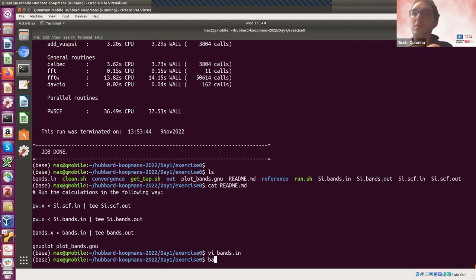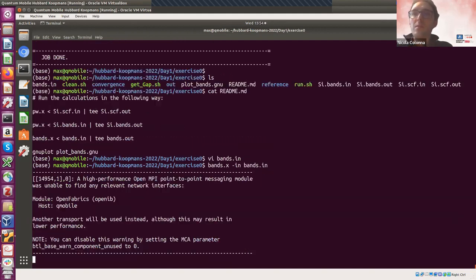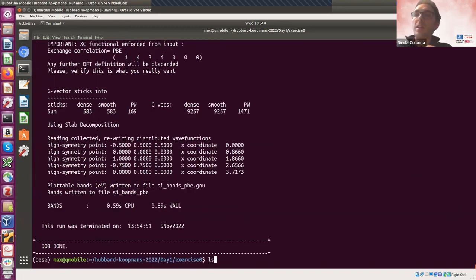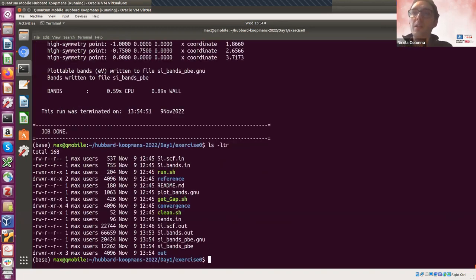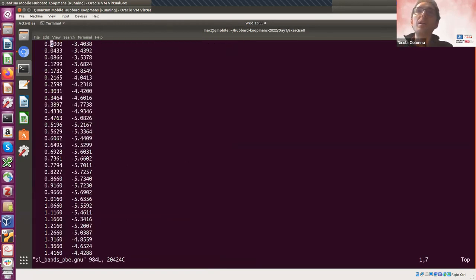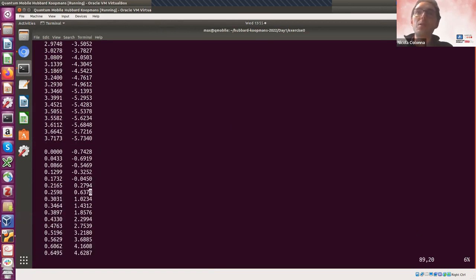Very fast. You list the content of your folder, and now you see that you have generated this file that you can open and inspect, and you see a 2-column file. This is the k-path, and this is the eigenvalue for the first band, and then you see the second band, and so on and so forth.